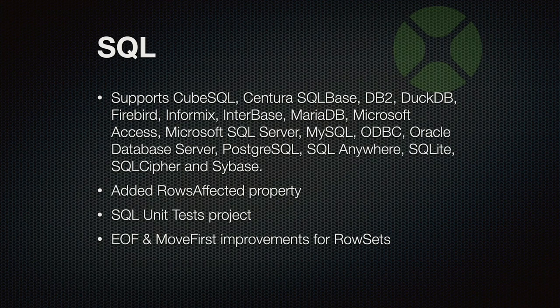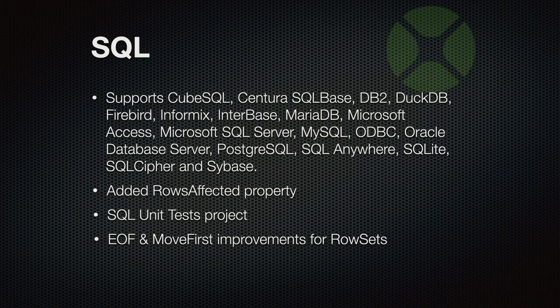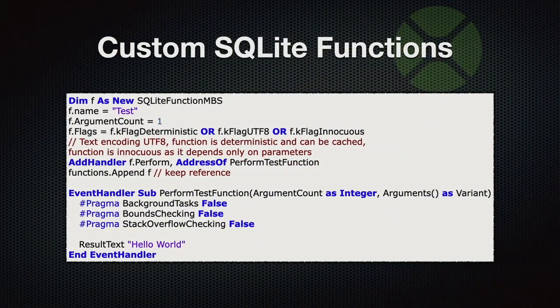If you like to use SQLite, we got custom SQLite functions in Xojo. So you can use Xojo code and tell the plugin to call a certain delegate, here with address of, to call it whenever you use the function in your SQL statements. So you can provide your own functions to the SQLite engine, and this works both if you use the MBS plugin for the SQL as well as the SQLite database class from Xojo.